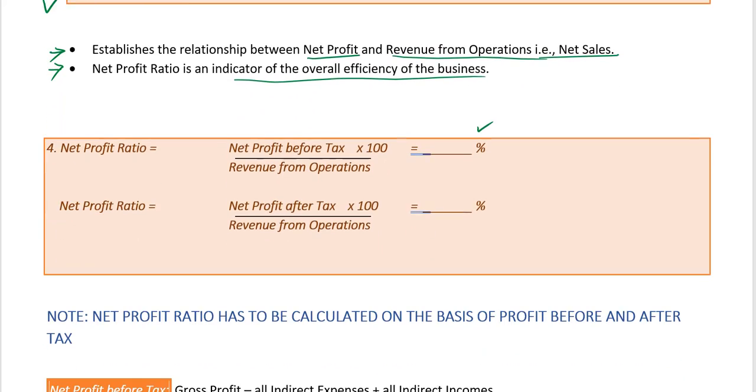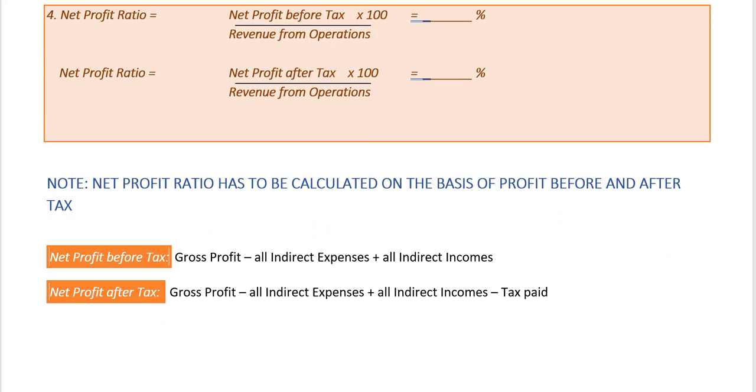As per CBSE guidelines, the net profit ratio has to be calculated on the basis of both profit before tax as well as profit after tax. So we need to calculate both these ratios based on net profit before tax as well as net profit ratio based on net profit after tax.